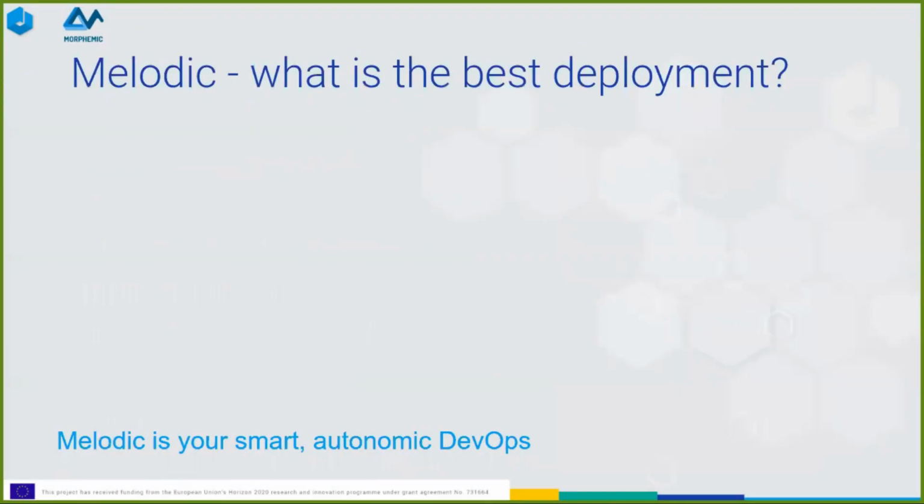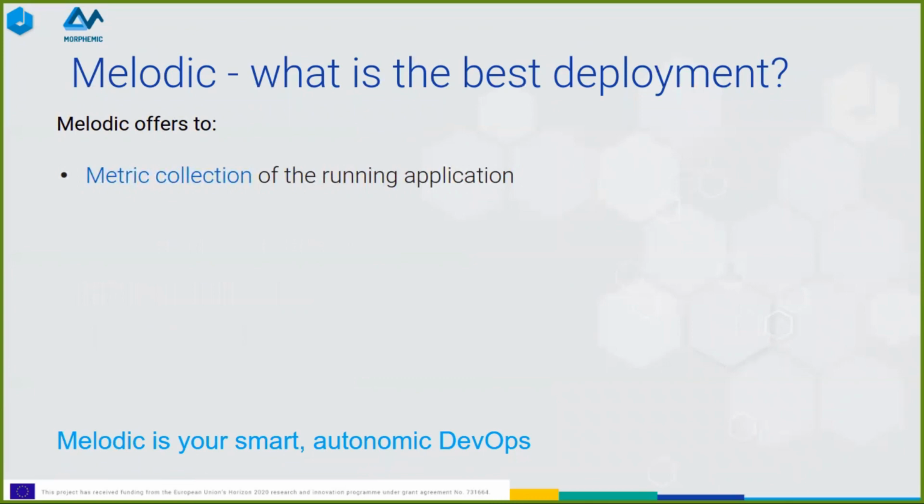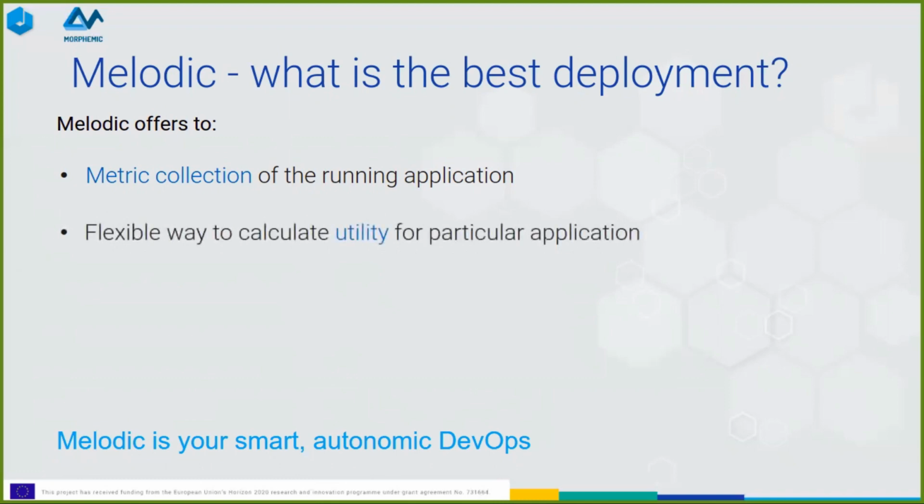What is this best deployment? It is very difficult to say what the best deployment is. But before knowing that, we need to know something about the running application. So we should collect metrics to have the context of the running application. Melodic is collecting both technical and business metrics. Based on the metrics, we can create the utility function which decides what the best deployment is.